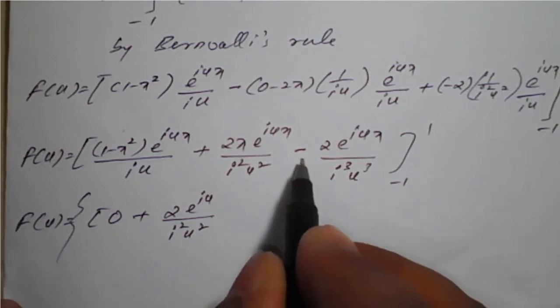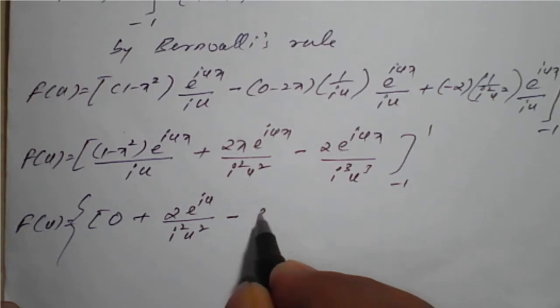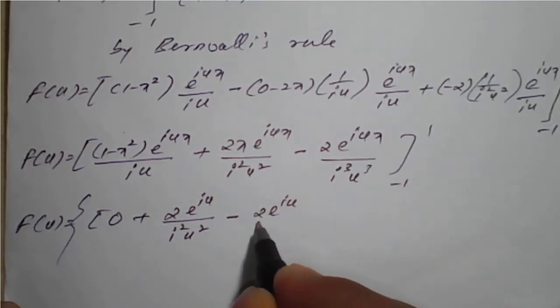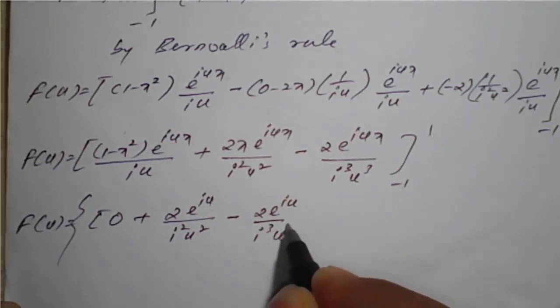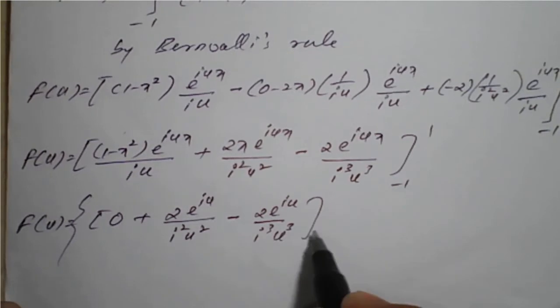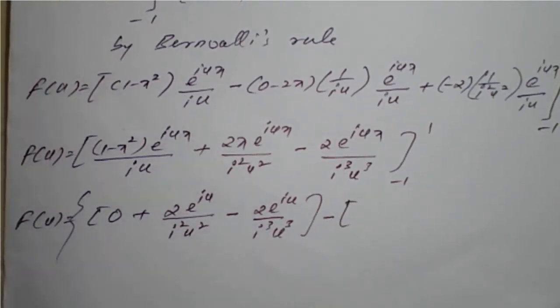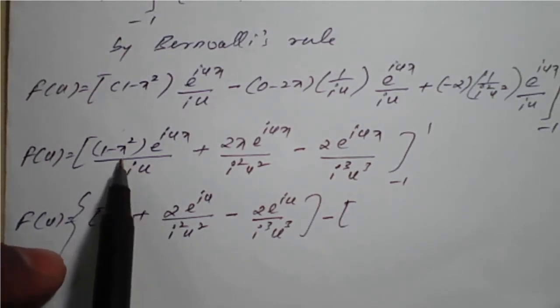Next, minus, if you apply x is equal to 1, it will become 2 e raised to iu into 1 is nothing but iu divided by i cube u cube. Upper limit minus lower limit. If you replace x by what here? Minus 1. If you replace x by minus 1, we'll get what here?